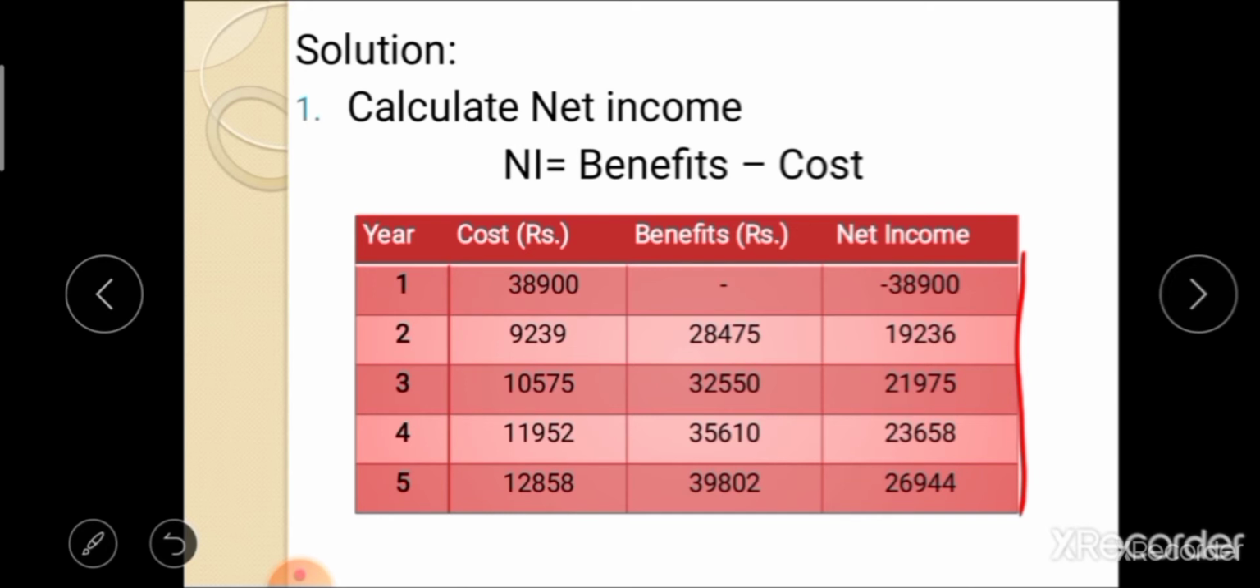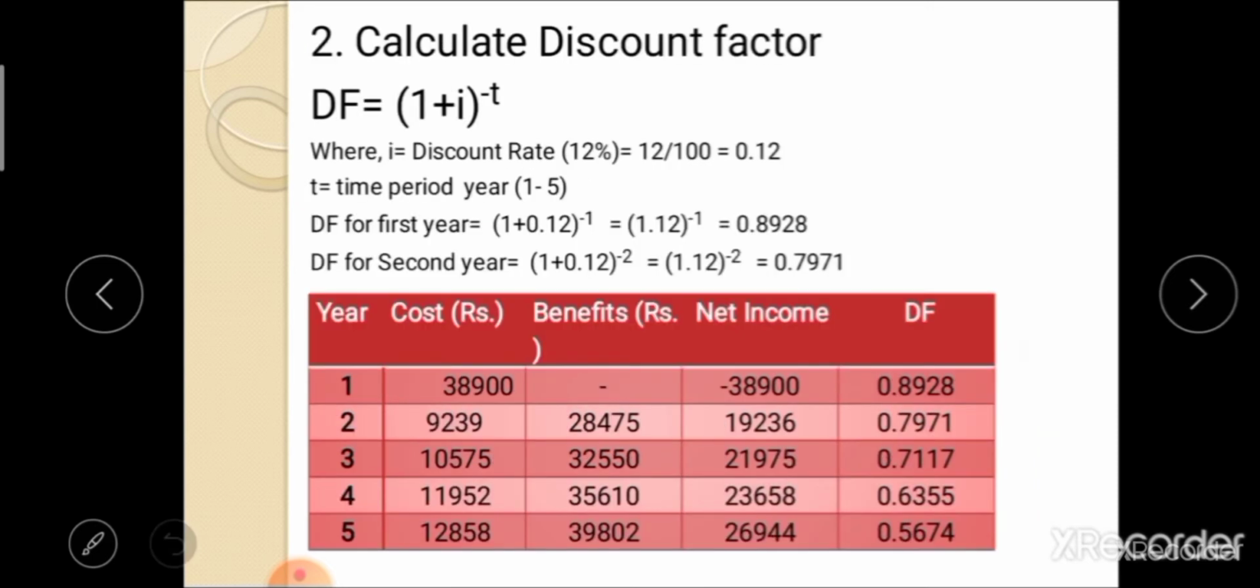For the second year, benefit 28,475 minus 9,239 is equal to 19,236. Likewise, you have to calculate net income of the next years. Then after calculation of net income, the next step is to calculate the discount factor.